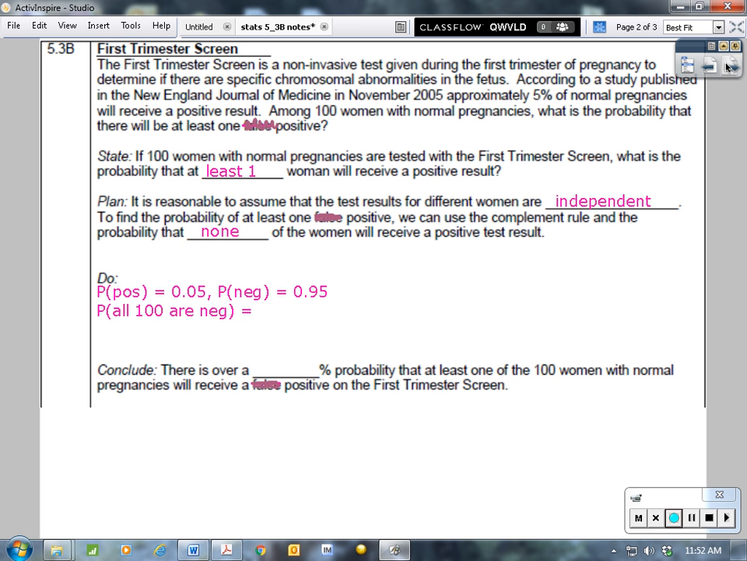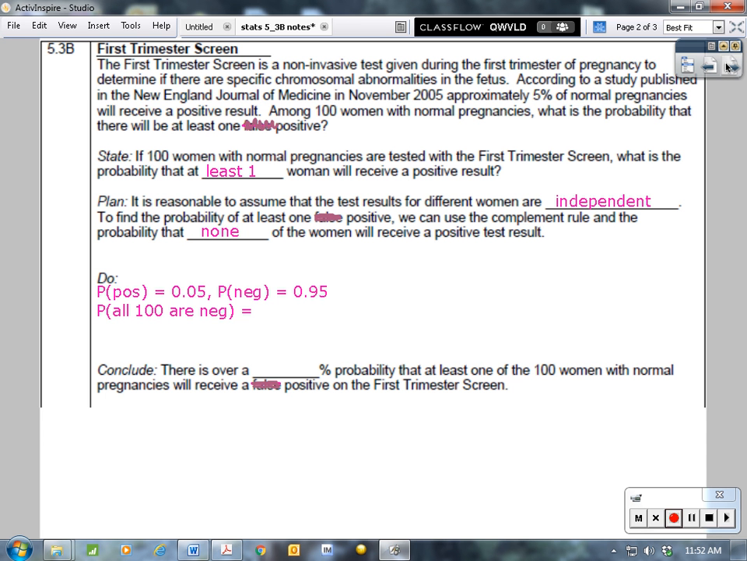Now I have some words scratched out there because it says false positive, but for some reason the false is not supposed to be in there. Okay, so again, our 4-step process, going through our state, what are we trying to find? If 100 women with normal pregnancies are tested with this screen, what is the probability at least one woman will receive a positive result?